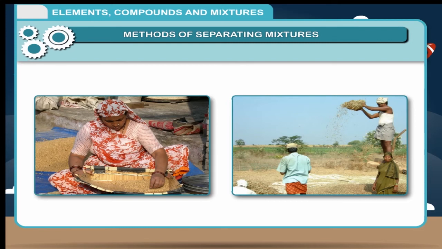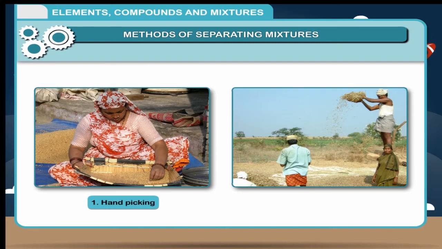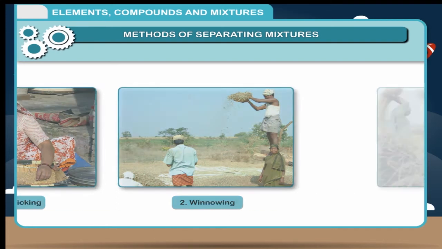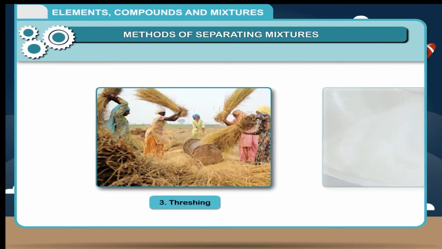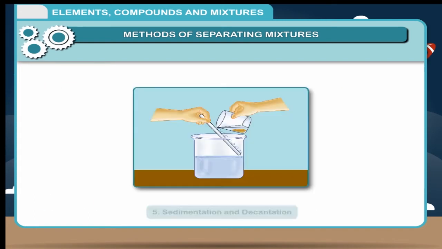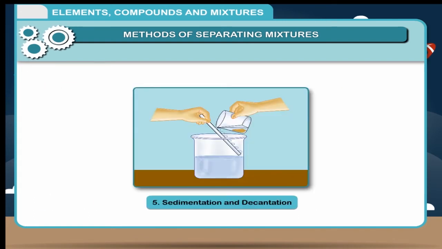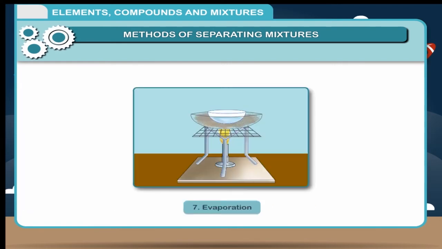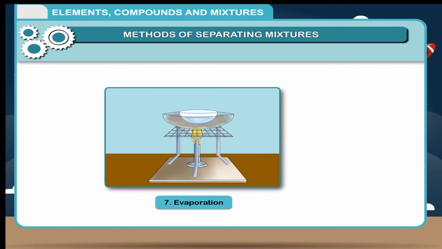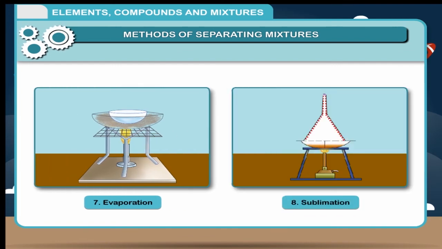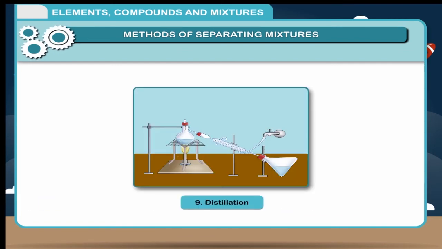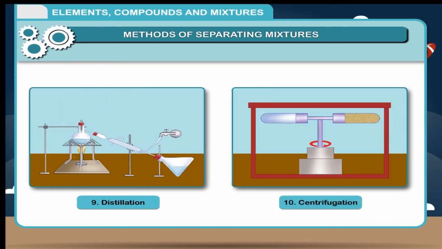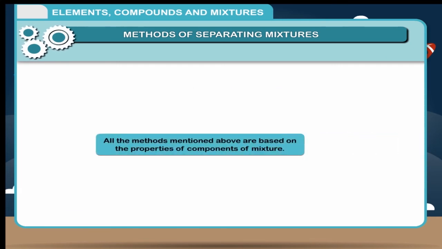Some of the methods are: 1. Hand picking, 2. Winnowing, 3. Threshing, 4. Sieving, 5. Sedimentation and decantation, 6. Filtration, 7. Evaporation, 8. Sublimation, 9. Distillation, 10. Centrifugation. All the methods mentioned are based on the properties of components of the mixture.